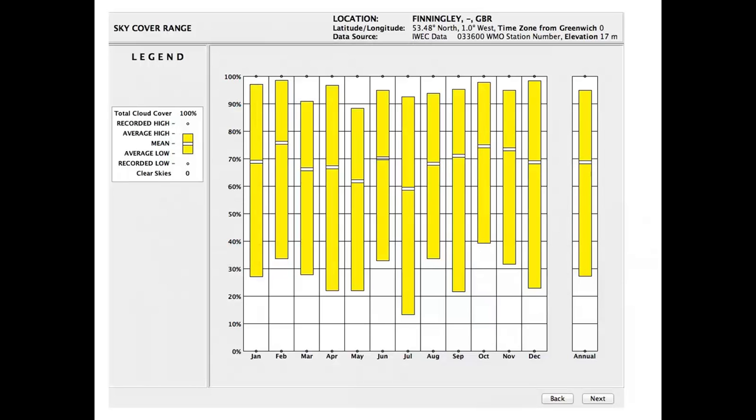The yellow bars here are the percentage of cloud cover for Sheffield. Okay, you see it actually says Finningley. Finningley is the weather station about 10 to 15 kilometres away, so it's our nearest accurate measuring station. What you're seeing with the yellow bars is, throughout the year, cloud cover ranges from about 12% through to about 98%. And on average, throughout the year, our cloud coverage is in the 70 to 80% region.